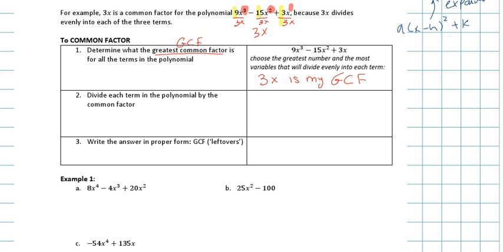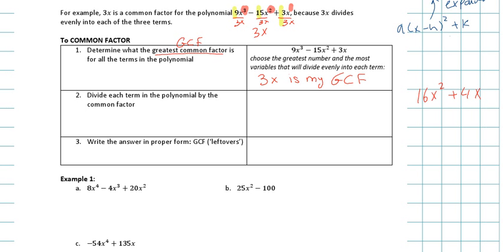Why do we call it greatest? Why not smallest? Let's say if you had 16x squared plus 4x, right? 2 is a common factor of both 16 and 4, but also 4 divides both 16 and 4, right? So which one do you pick? You pick the 4, because 4 is the greatest common factor. Okay?